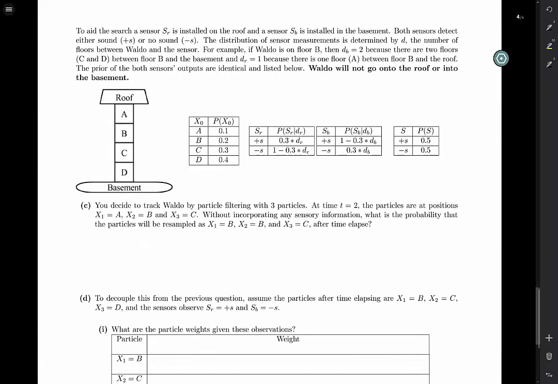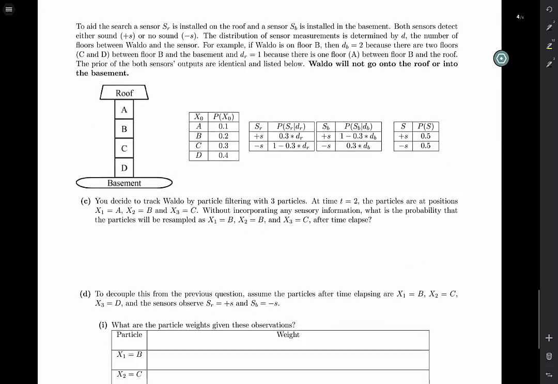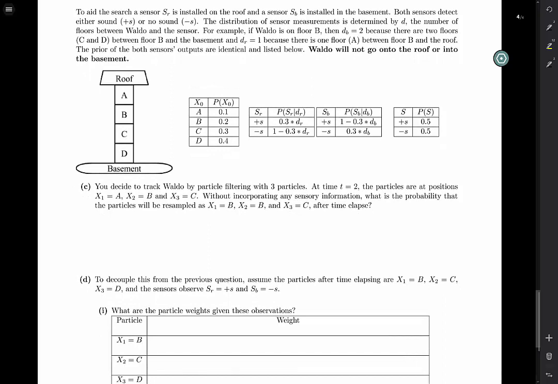Okay, moving on. Now we have a sensor, so we're going to have observations. So I'll assume you have read it. In part C, they say you decide to track Waldo by particle filtering with 3 particles. At time t equals 2, the particles are at positions x1 equals A, x2 equals B, and x3 equals C. Without incorporating any sensory information, what is the probability that the particles will be resampled as x1 equals B, x2 equals B, and x3 equals C?